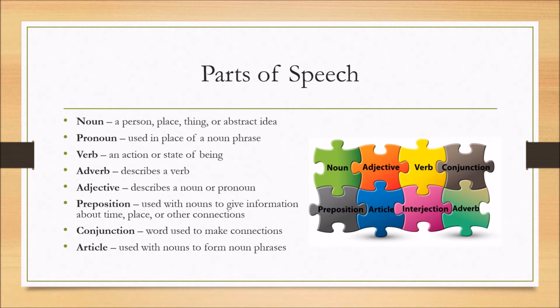We have verbs, an action or state of being, and we're going to go over verbs a little bit more on the next slide. There are adverbs, they describe a verb. Adjectives, they describe a noun or pronoun. Prepositions, they're used with nouns to give information about time, place, or other connections. And some examples of prepositions would be in, beside, or with. Conjunction is a word used to make connections. Examples of conjunctions include and, but, or. An article is used with nouns to form noun phrases, and an example of an article would be words like a, an, or the.